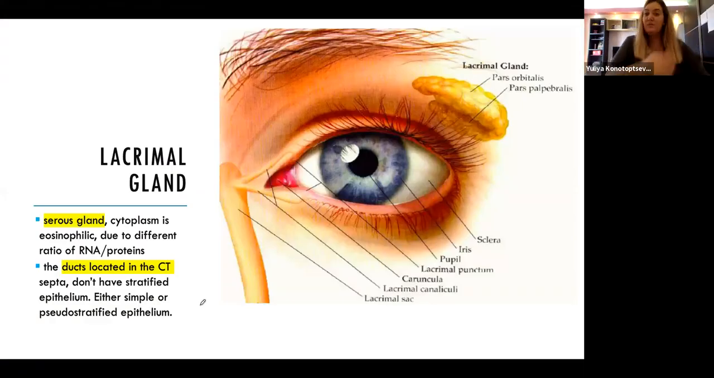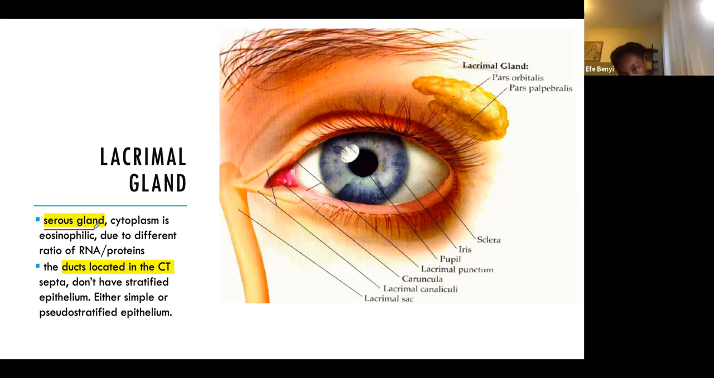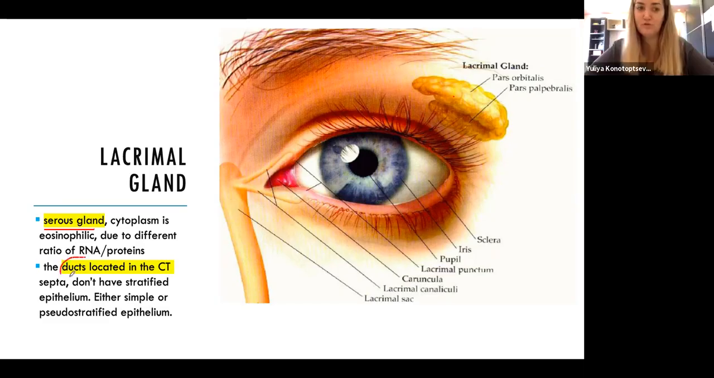Okay, let's finish up some things related to the eye. So here we have the lacrimal gland. Lacrimal gland, its function is to make tears, right? To secrete tears. It's a serous gland, but its cytoplasm is quite eosinophilic due to different ratios of RNA and proteins. It's a serous gland, so it has a bunch of ducts.